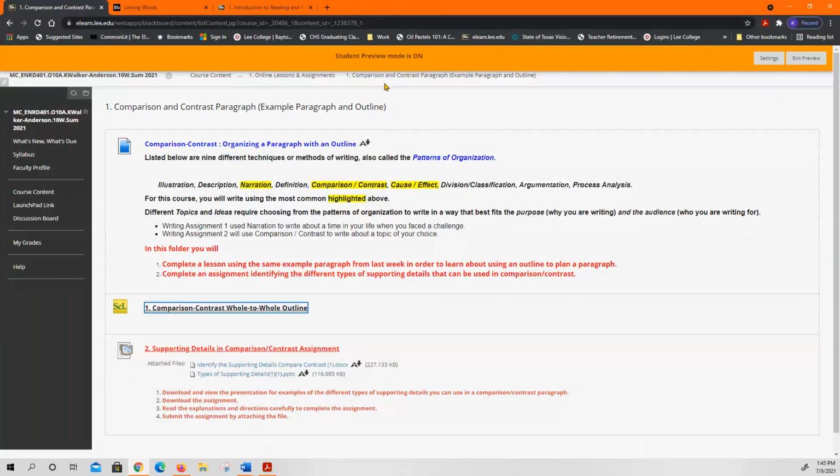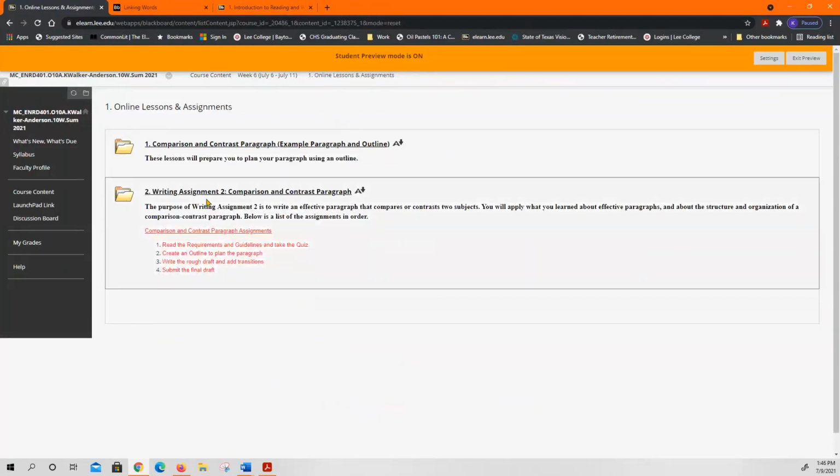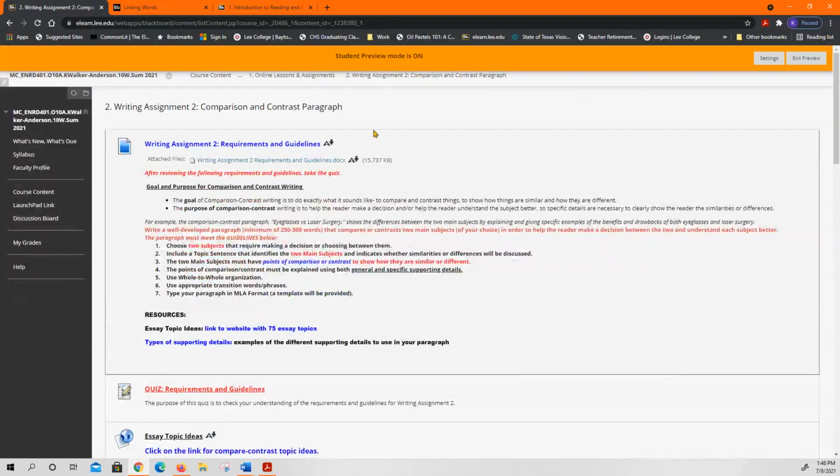Once you review the structure again, then you can go back and go into the second folder and begin the writing assignment. And these are the general steps, requirements, guidelines for the assignment, and a quiz over those. An outline to plan. And you're going to write a rough draft, add transitions, and then submit your final draft. So click on the folder so we can go into it. Here are the requirements and guidelines.